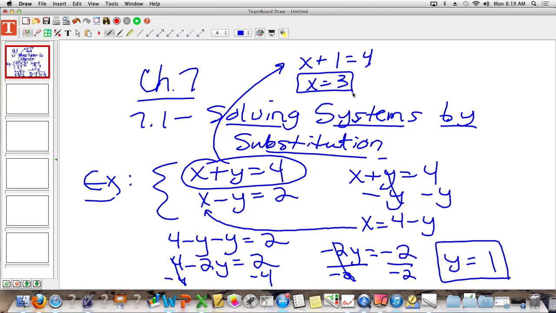So now, how do you write your answer? Well, the x is 3, the y is 1. So we need to write our answer as an ordered pair, x comma y.